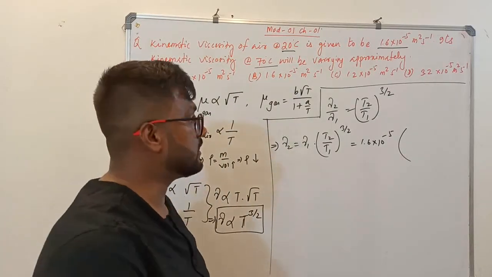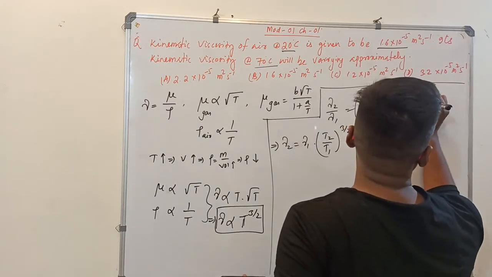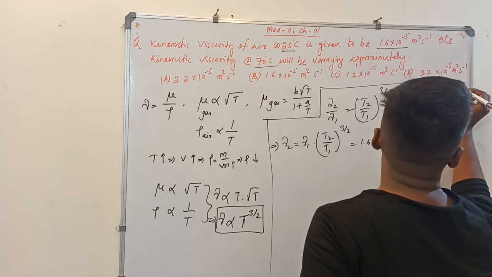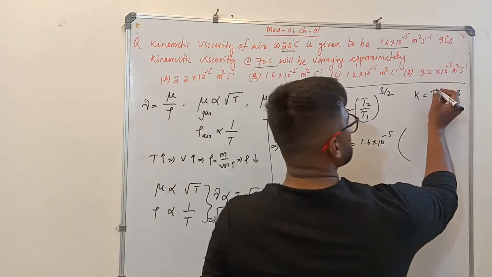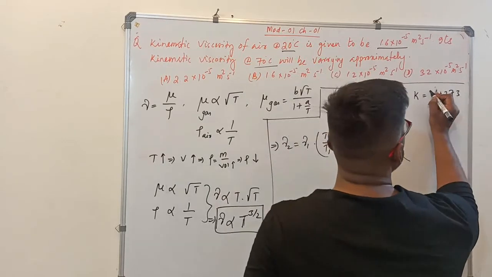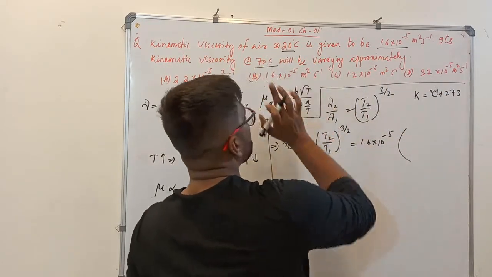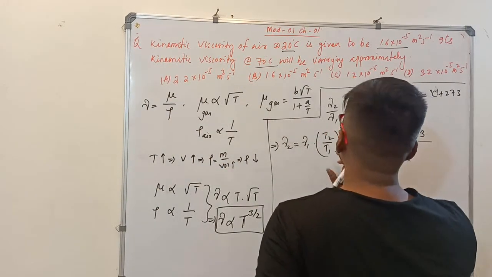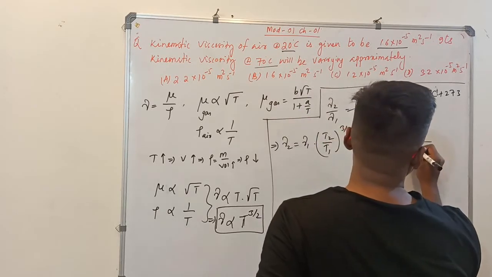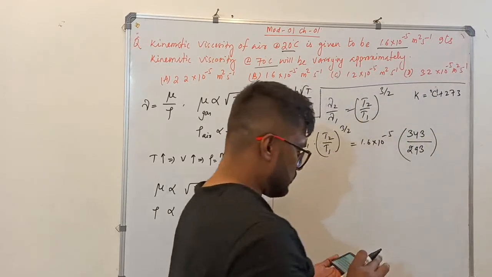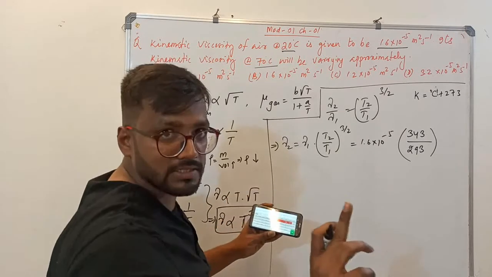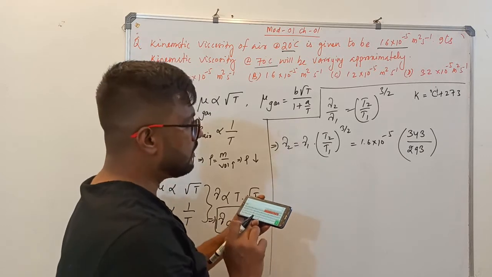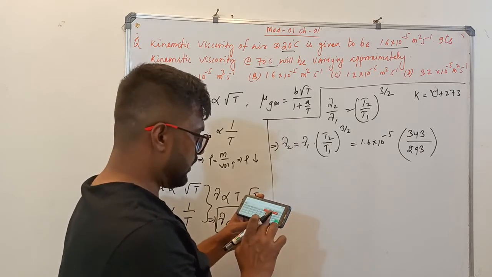Convert into Kelvin. 70 degrees Celsius. What is the Kelvin formula? Come on. Degree absolute or Kelvin equals T plus 273. You have to add 273 to T degree Celsius. So 70 plus 273, how much? 343. So 343 divided by T1. How much is T1? 293. Now solve it. Come on, take your virtual calculator. Remember to use the virtual calculator only. Don't use your normal calculator. That's not allowed in GATE.